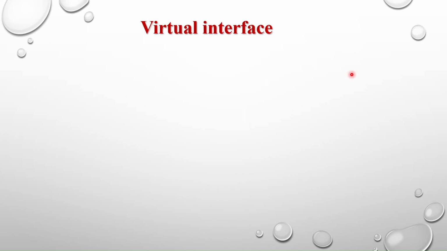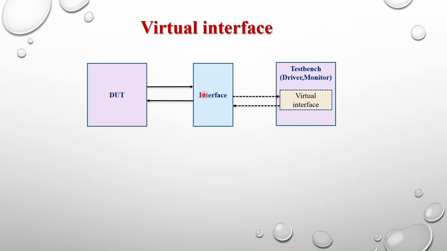Interface is static and module is static, so we can directly use the interface. But when we come to the class based testbench, we have to use the virtual keyword in order to access the interface. Here I have the DUT, interface and class based testbench. The interface and your DUT can communicate directly because both are static, so that is compatible. But in a class based testbench, your driver or monitor cannot communicate with the interface directly. So we can't directly declare the interface inside the class. In order to declare the interface inside the class, we have to use the keyword virtual.